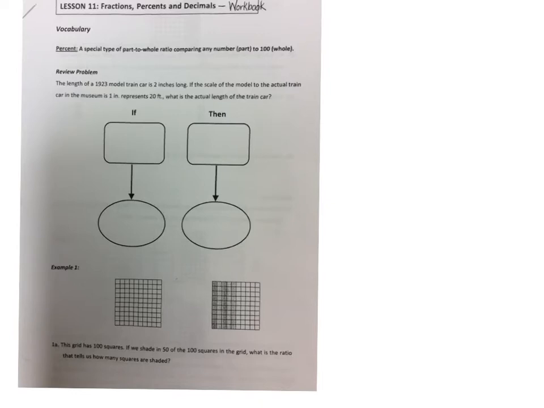The first word we're responsible for knowing is what a percent is. So we haven't done this yet, but a percent is just a special type of part-to-whole ratio comparing a part to a whole. And what you're comparing always in percent is something out of 100. So when I write a percent number right here, so I'm just going to write 72%, we have to know what that means. It means you're comparing the 72 to 100.